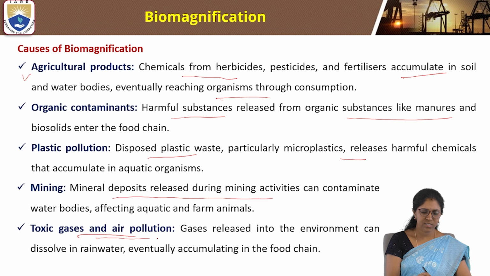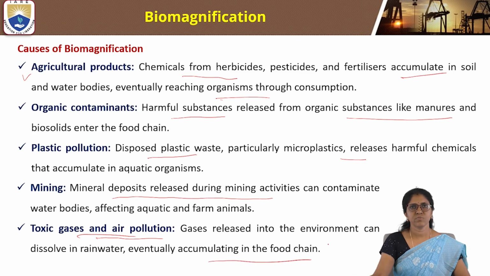So due to toxic gases and air pollution, gases released into the environment can dissolve in rainwater, eventually accumulating in the food chain. So these are some of the causes of biomagnification: agriculture products, chemicals from herbicides, pesticides, and fertilizers, organic compounds produced from organic substances like manures and biosolids, and plastic pollution. Disposed plastic waste like microplastics will release harmful chemicals into the environment, and mining mineral deposits will release some contaminants into water bodies.